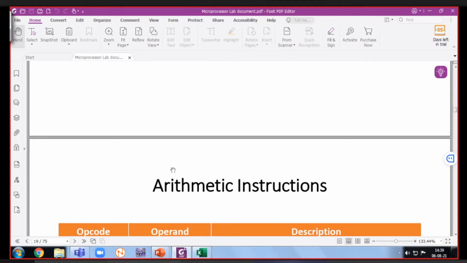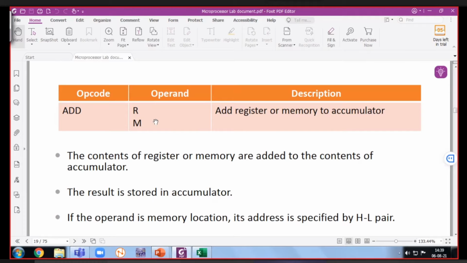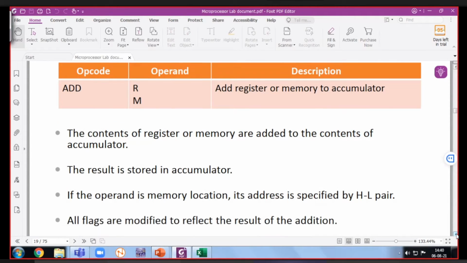Okay, now comes to the instruction part. Add R or add M. Add register or memory to accumulator. The contents of register or memory are added to the contents of accumulator, result stored in accumulator. If the memory location address is specified by the HL pair, all flags are modified to reflect the result of the addition. Again, a new thing, because in the move instructions, no flags are affected.